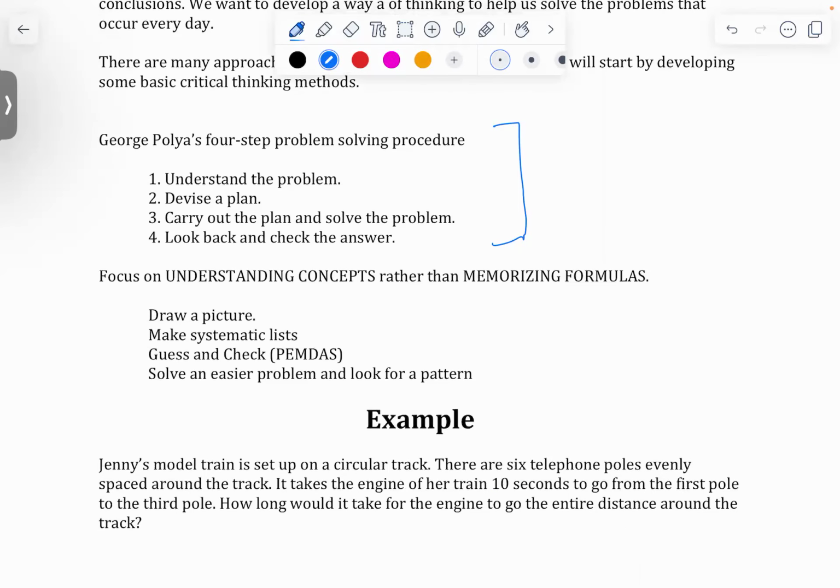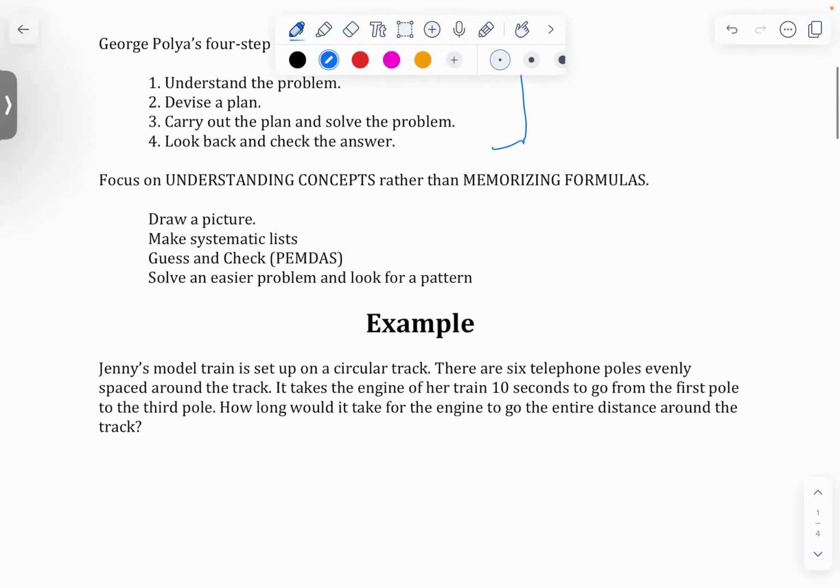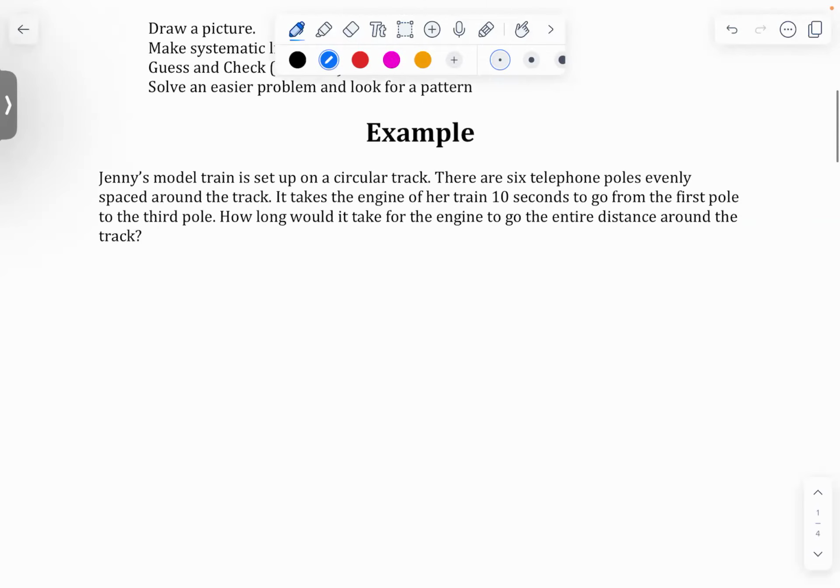So, in math specifically, we have a couple of particular techniques. Draw a picture, make a list, guess and check, or I have PEMDAS: parenthesis, exponent, multiplication, division, addition, subtraction, aka the algebra approach. And then solve an easier problem, look for a pattern. So let's look at some examples to practice these several approaches.